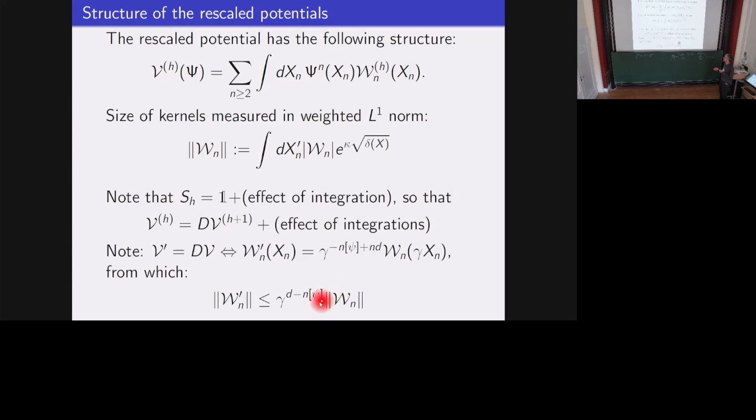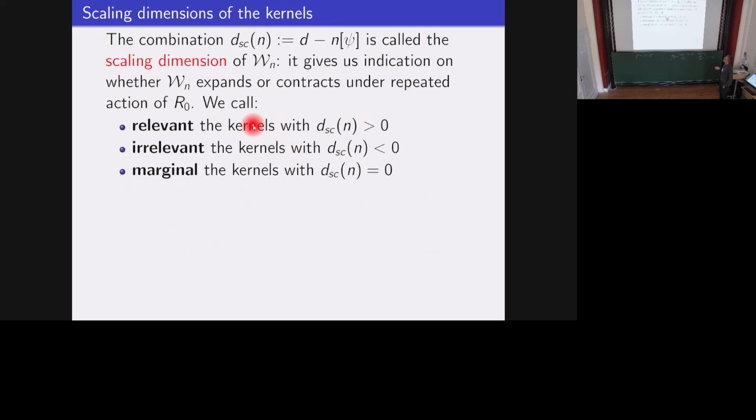While if this is larger than 1 already at the linear level, we have no hopes. I mean, things are going to be bad. Okay, so this motivates the introduction of this terminology. Terms with scaling dimension, d minus n times the scaling dimension of psi, that is positive are called relevant. These are the bad guys. Those with negative scaling dimension are irrelevant. These are the good guys. And okay, if you happen to have something in between, you call them marginal.